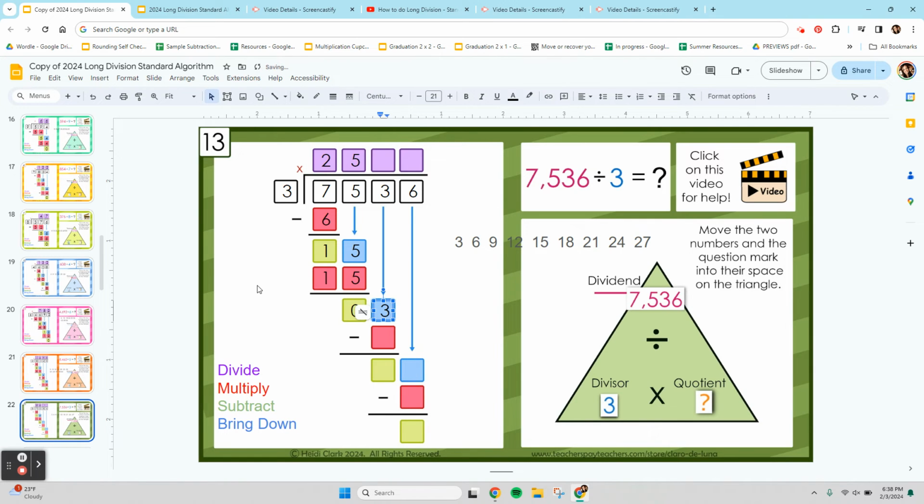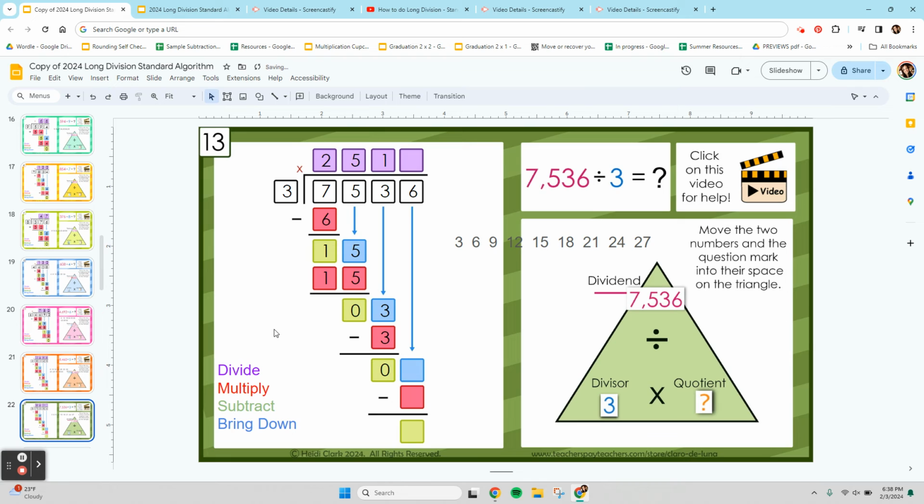What are we doing next? Next, we're dividing 3 divided by 3. Any number divided by itself is 1. Think to yourself, what do we do next? We're going to do 1 times 3, which is 3. Subtract, and there's nothing left over.